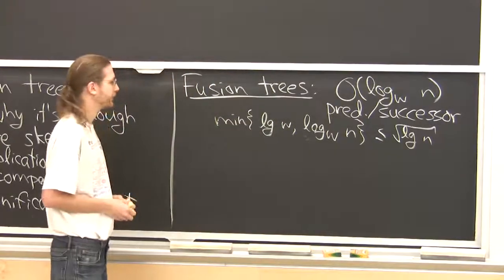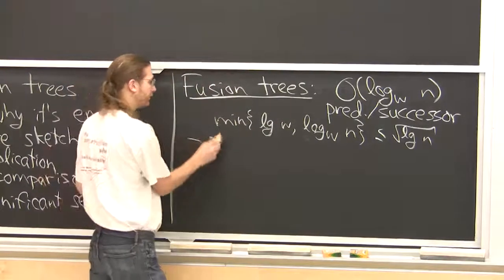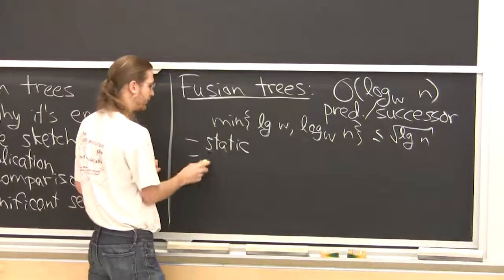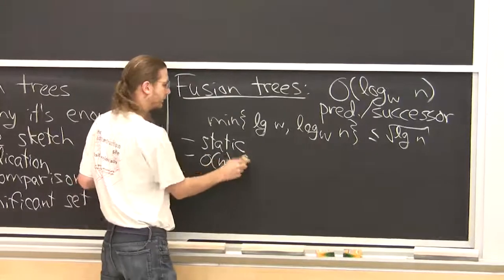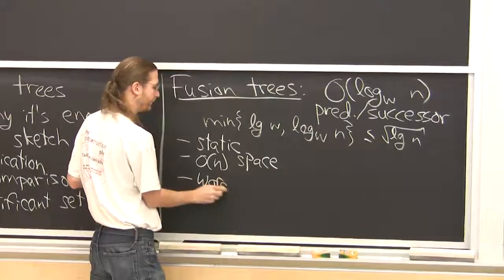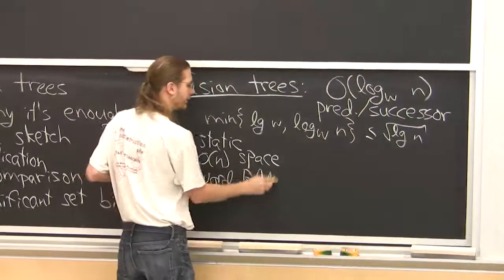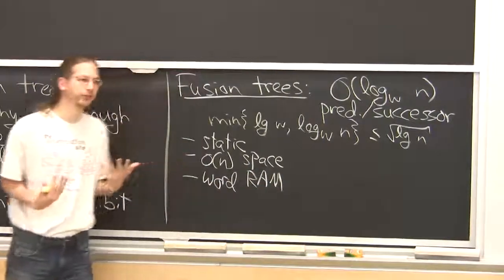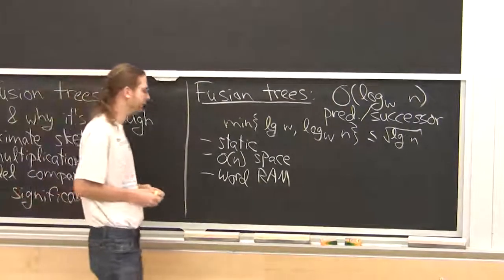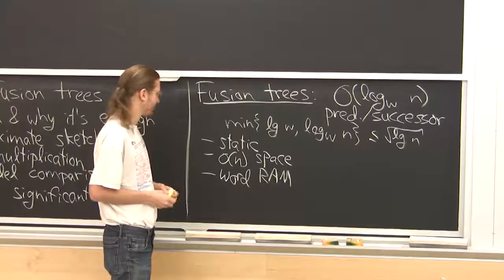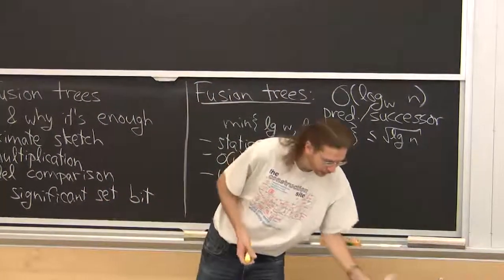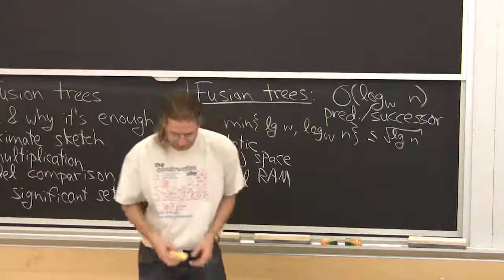Anyway, the version we're going to cover is static, and it's linear space. And it runs on the good old word RAM. You may recall that is regular C operations on W-bit words. W is at least log n, so you can do random access. And anything else? I think that's the version we will cover, and that is the original version of Fredman and Willard.